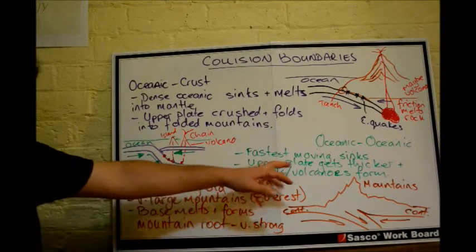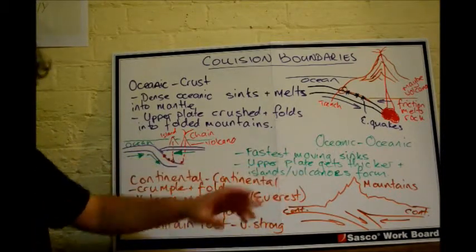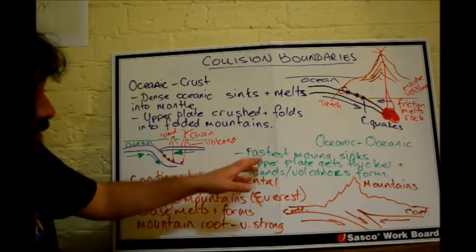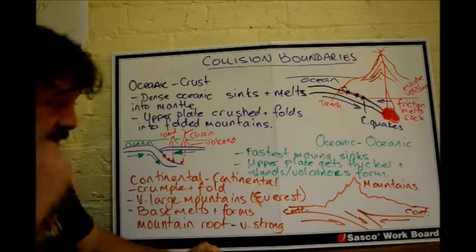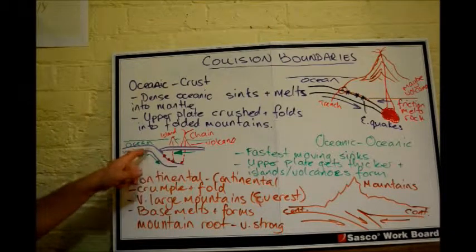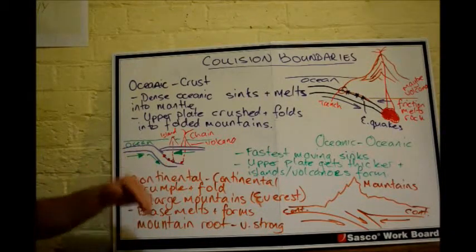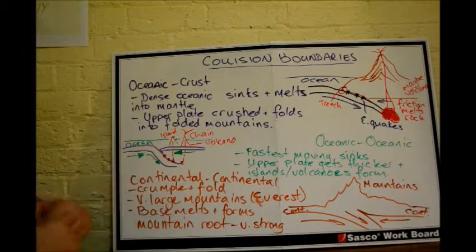Now, oceanics, that's two oceanic plates bumping into each other. Because they're roughly the same density, the fastest moving sinks. So of these two here, obviously this plate was going faster because it sank down. We get another trench, a deep trench.